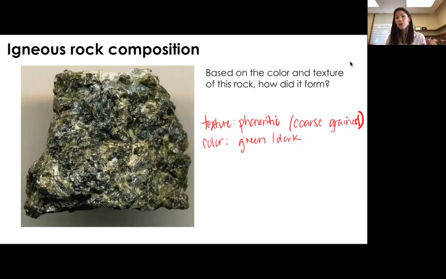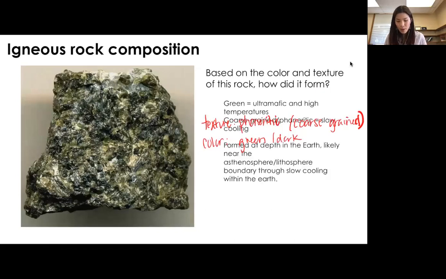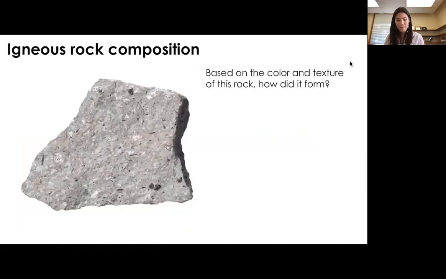So we could see this cooling at depth within a hotspot magma chamber, or we could see it associated with a divergent boundary when we have magmatic mafic magmas rising to the surface and some cooling occurring before those magmas reach the surface, right? So I wrote over this on accident, but this is kind of, as we said earlier, it's formed at depth in the earth, likely near that asthenosphere-lithosphere boundary, and through a process of slow cooling.